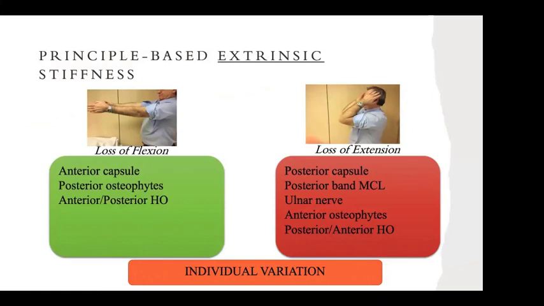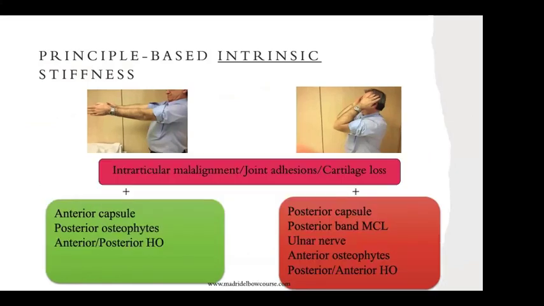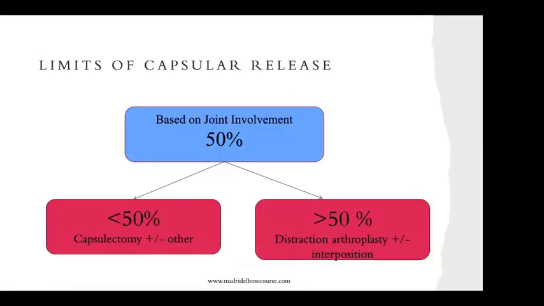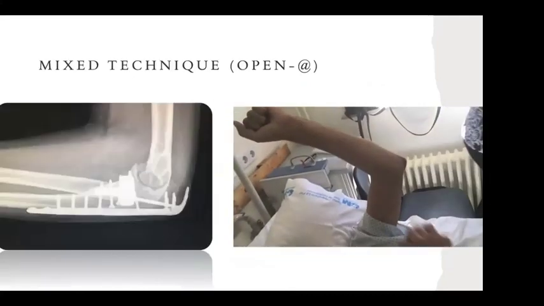And of course, there are many structures around the elbow that can produce loss of flexion and loss of extension. And also the joint can participate in limiting this elbow motion through malalignment, the presence of joint adhesions and cartilage loss. And trying to assess all these structures through a specific elbow assessment is critical. And of course, you know that having an involvement of the joint can change our procedure. So it is important to understand this through the clinical exam.